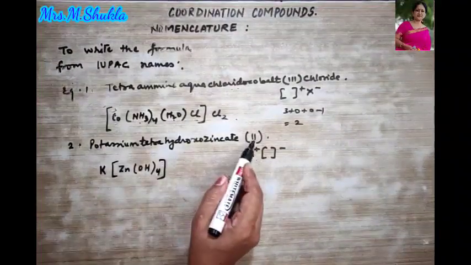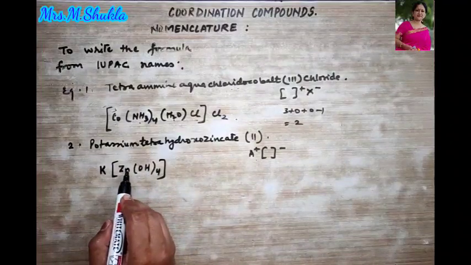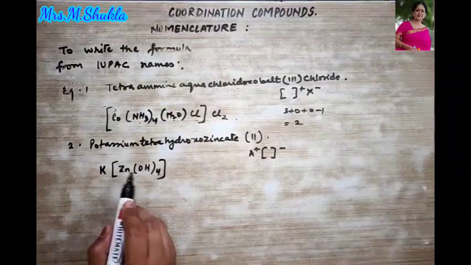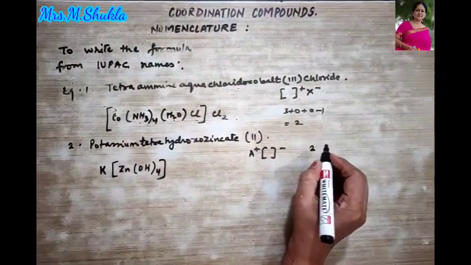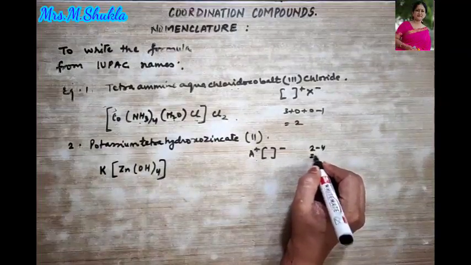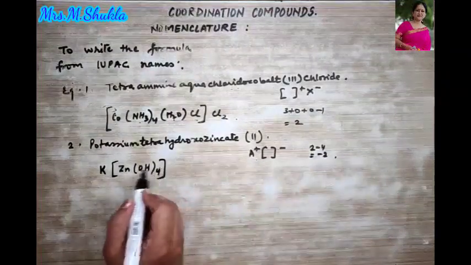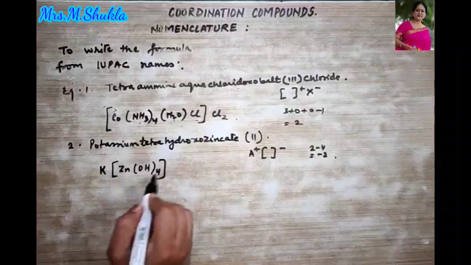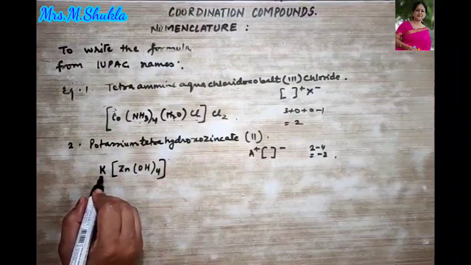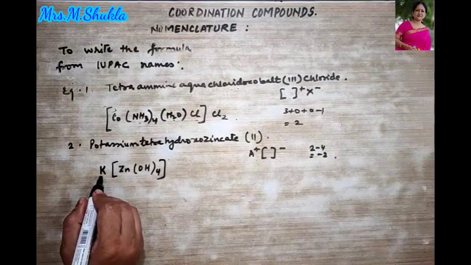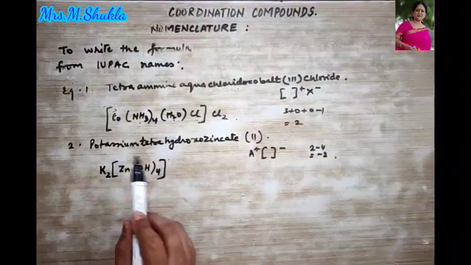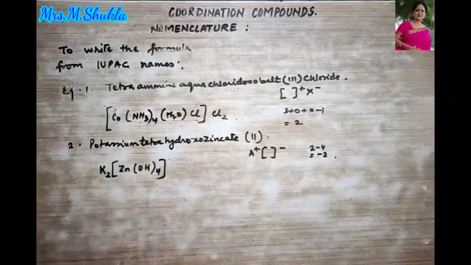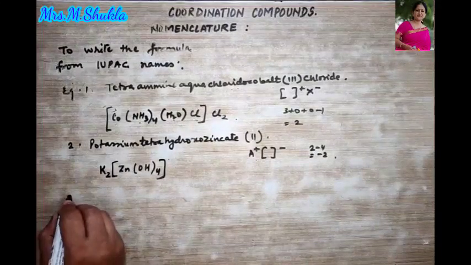This is clear. Now zincate, the oxidation state is given to us as 2. So 2 minus 1 into 4, right? So this becomes what? 2 into minus 1 into 4 is minus 4. So this is equal to minus 2. So the charge over this entity is minus 2. So this will come where? The interchange of the charges will take place. Cation to anion and anion to cation. So since it is minus 2, 2 will come over here. So this is the formula of potassium tetrahydroxozincate 2.